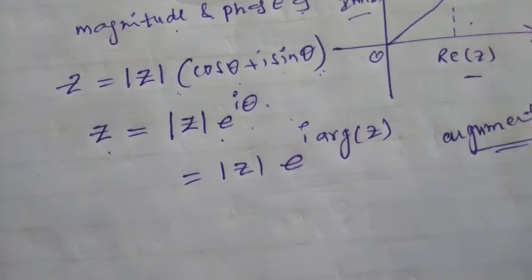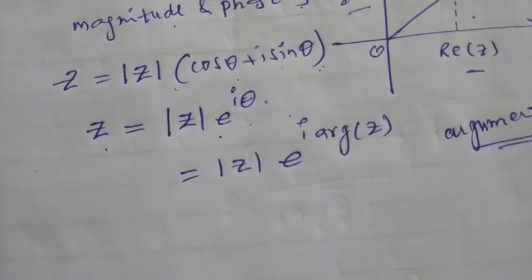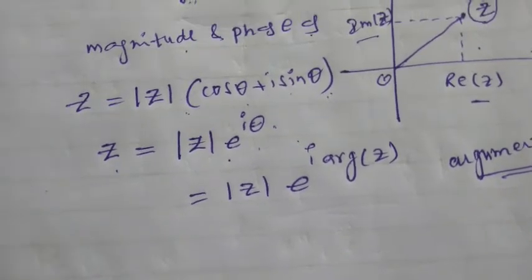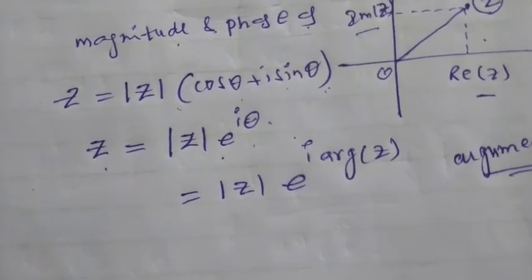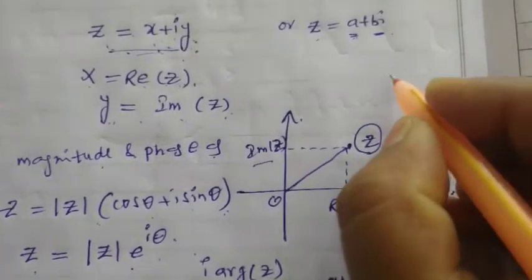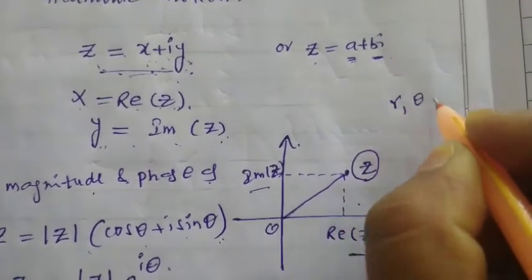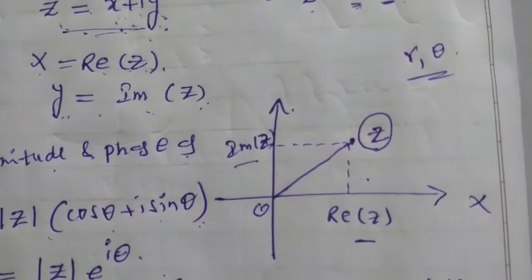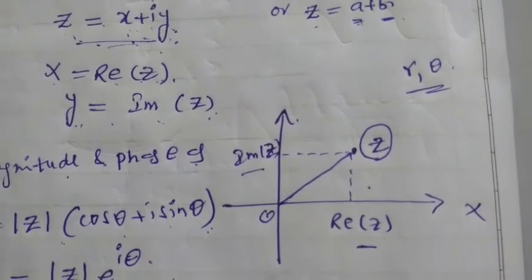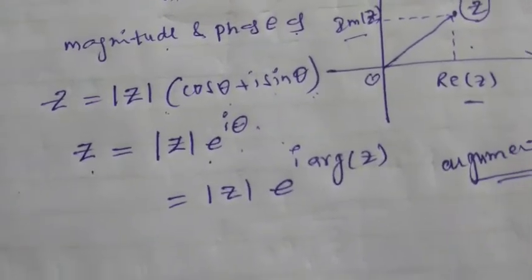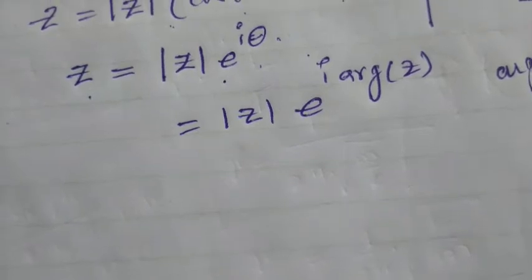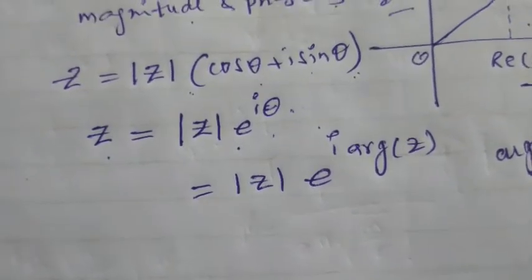It is useful to use a polar representation of complex numbers. The polar representation is given in terms of r comma theta, where r is the radius and theta is the angle with respect to the x-axis.